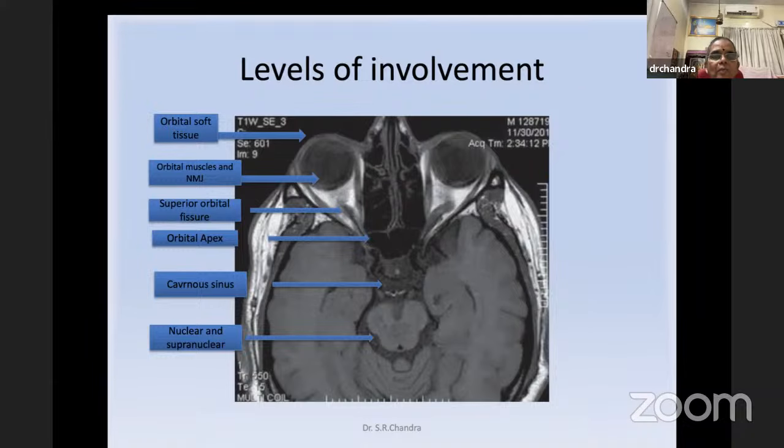And in the superior orbital fissure, you know that you have the lacrimal, frontal, and nasociliary branches of the fifth nerve and cranial nerves 3, 4, 6. That is superior orbital fissure syndrome. In the orbital apex, as you have seen, there is also the optic nerve. So it will be superior orbital fissure plus optic nerve, that is orbital apex.